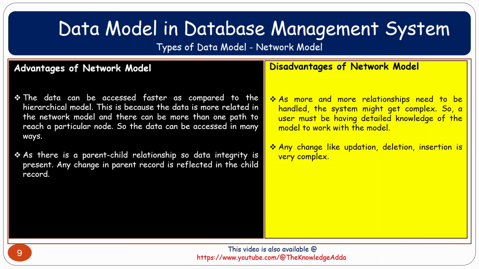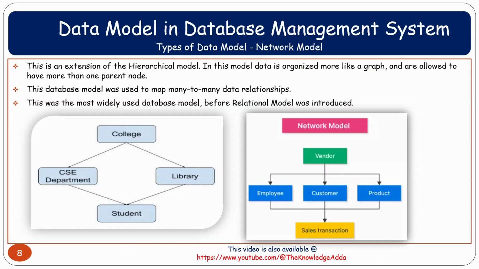And this database model was used to map many-to-many data relationships. This was the most widely used database model before the relational model was introduced. Here you can see, suppose this is a student. If you want to access a student, you can find various paths. By using this you can access, by using this also you can access. So basically there is no predefined path, any path you can follow.